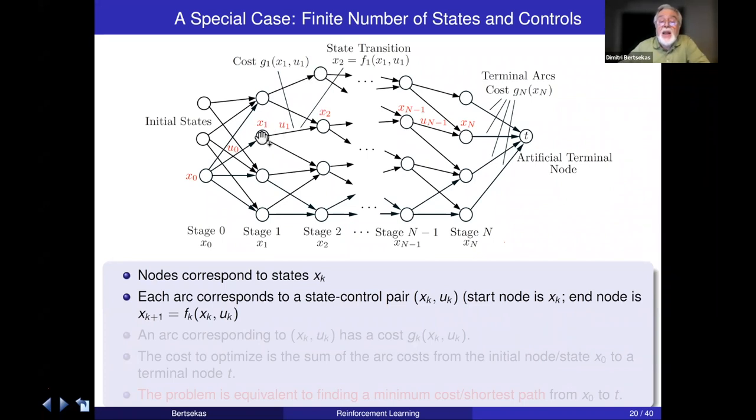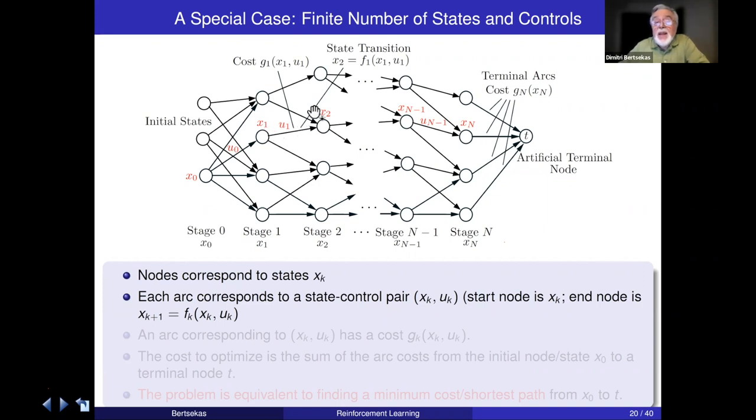So in particular, if you are at state x1 and you apply control u1, you will end up at state x2 given by this expression. It's certain that we are going to get there. So that's the character of the deterministic problem. There is no uncertainty. If you choose a particular control, you're going to end up at a unique state. There's no possibility of getting to other states with probabilities.